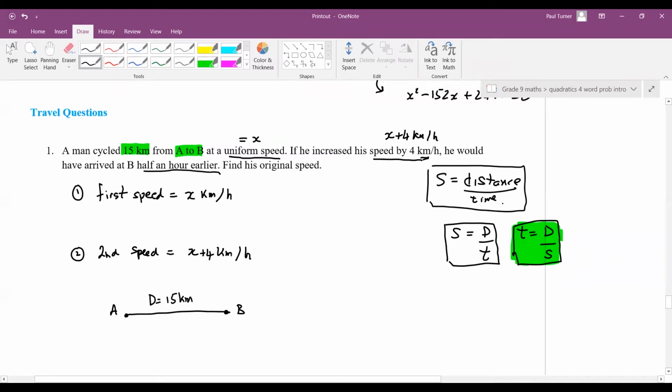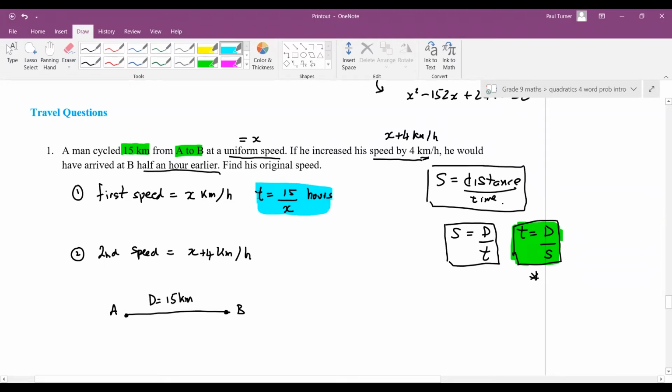Okay, so if we look at our time formula here, time is distance on speed. So in the first part, when he travels at X kilometers per hour, his time would be distance, which is 15, divided by his speed, which is X. Okay, so this is the time taken in hours. This is in hours. So we need this on our mind here.